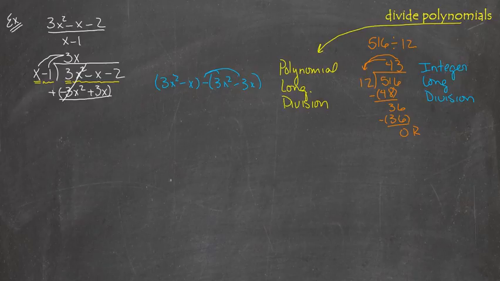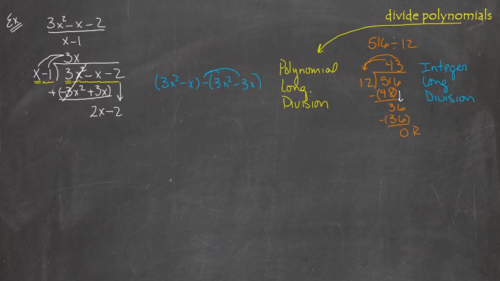Now I can combine my x terms. Negative x plus 3x is 2x. And then just like with integers, I'm going to bring down the next part. So I have negative 2. I'm just going to bring that negative 2 down.